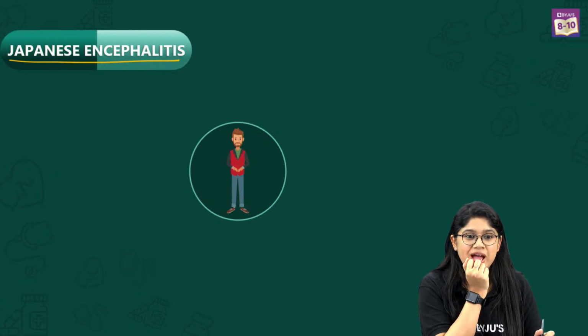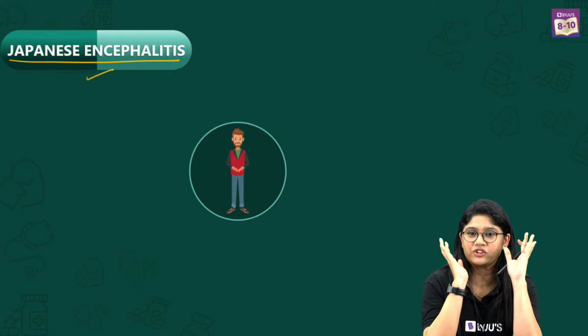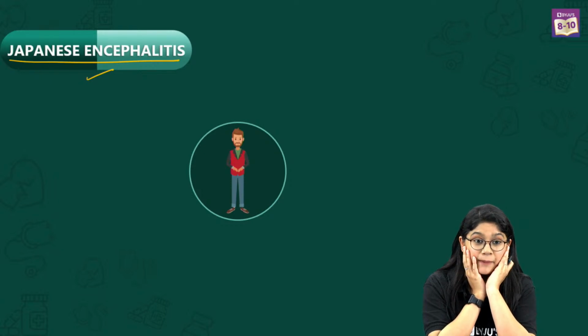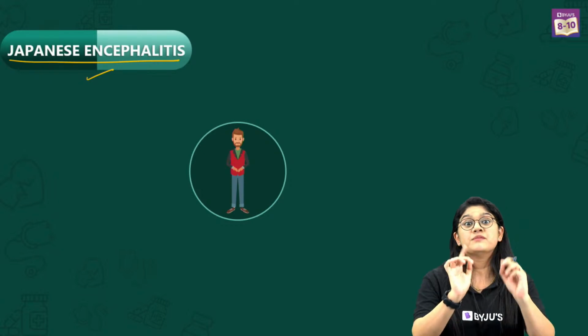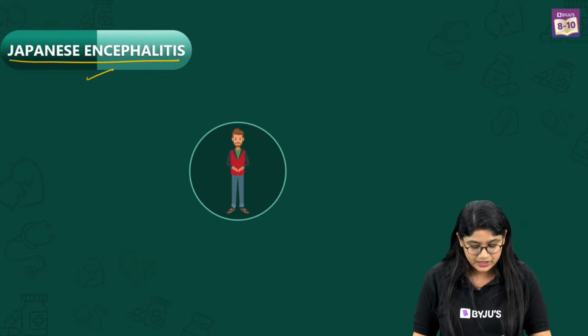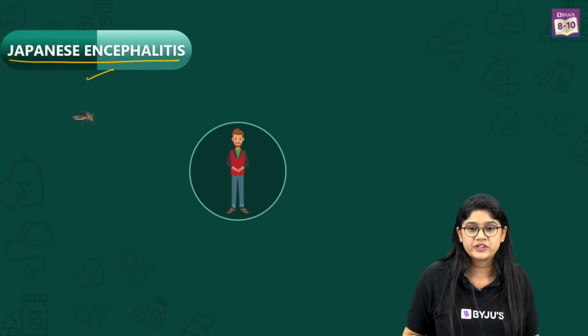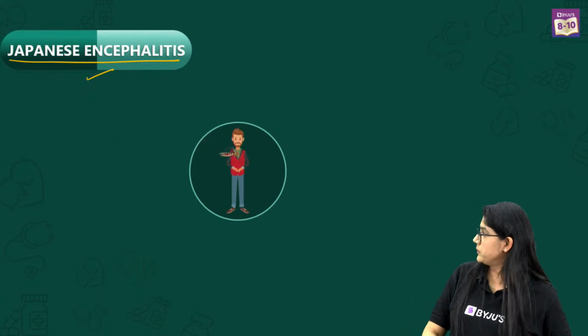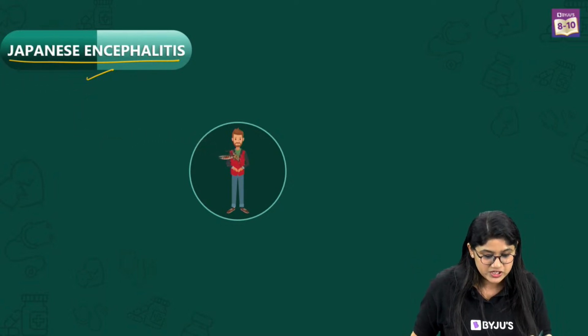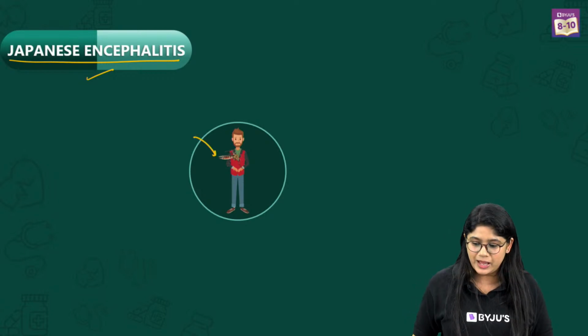Yes, so we have Japanese encephalitis, right? A very interesting disease. What happens over there is very important for our next topic. Now, see what will happen. There's a mosquito coming, okay? I hope it will not bite me, right? So, if this mosquito bites the person over here, what will happen?